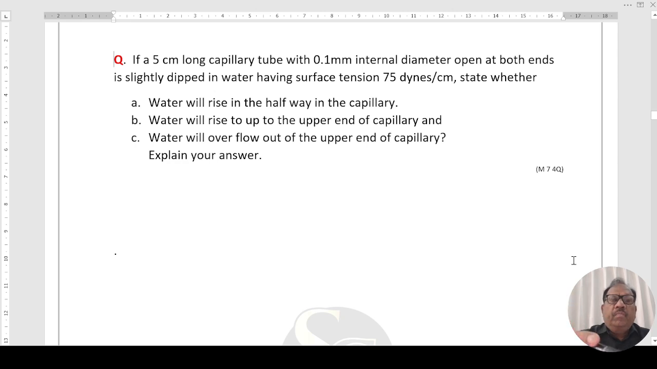Question is, if a 5 centimeter long capillary tube with 0.1 mm diameter, open at both ends, is slightly dipped in water having surface tension 75 dynes per centimeter, state whether water will rise up to halfway, up to top, or overflow. Three parts are there: concept, applicability and solution. Capillary rise.